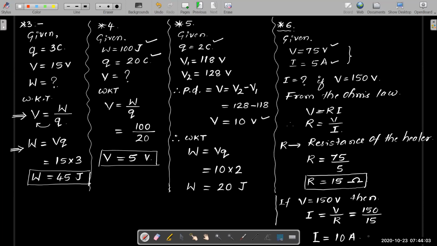Observe the two answers here. In the second case, current drawn is 10 ampere. In the first case, current drawn is 5 ampere. So current in the second case is double that of the first. And observe the potential differences also. Potential difference in the first case is 75 volt. In the second case, it is double, 150 volt. As the potential difference is doubled, the current is also doubled.